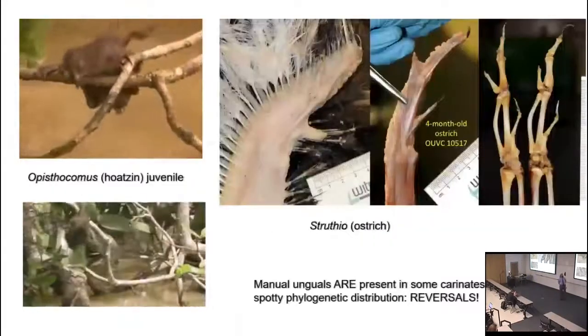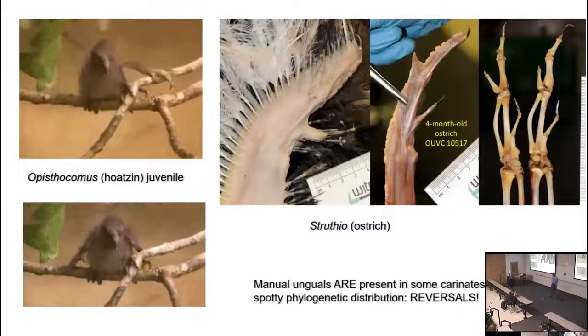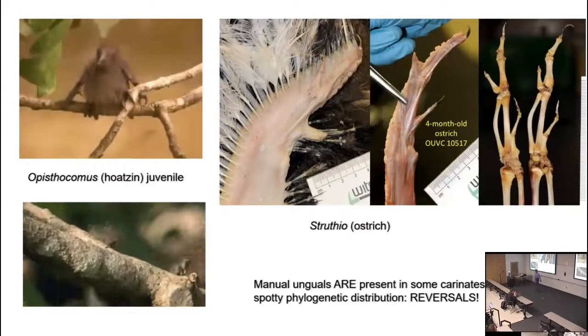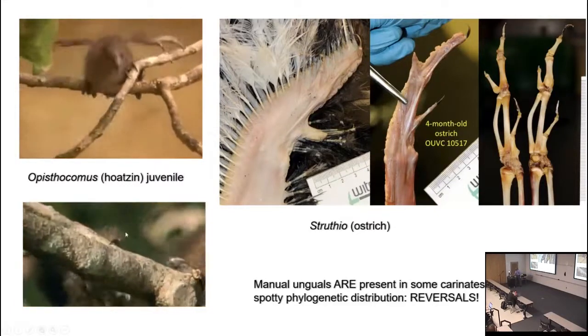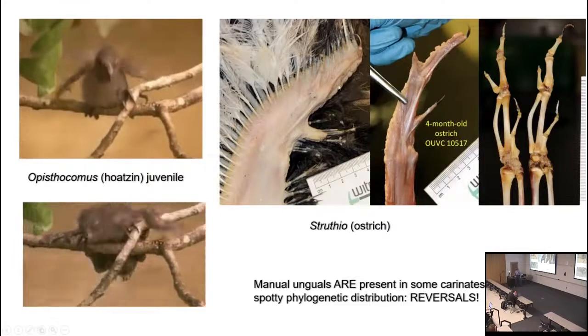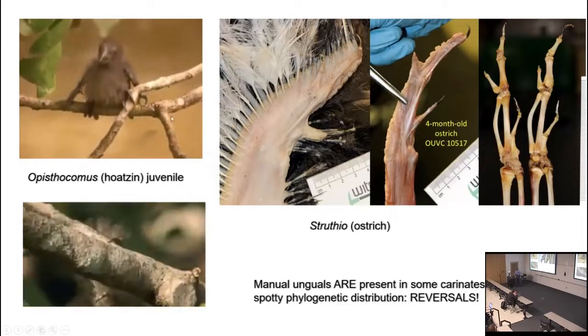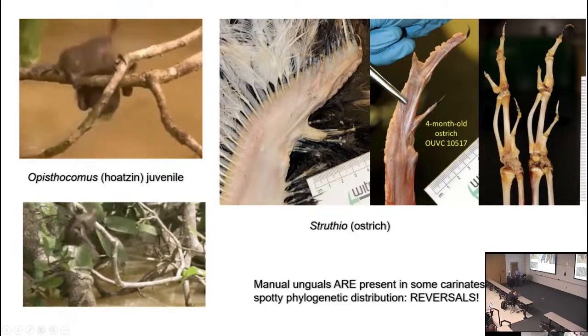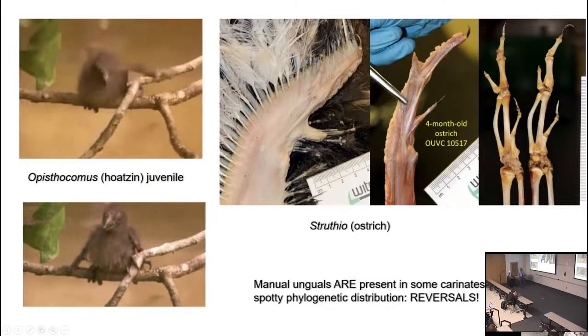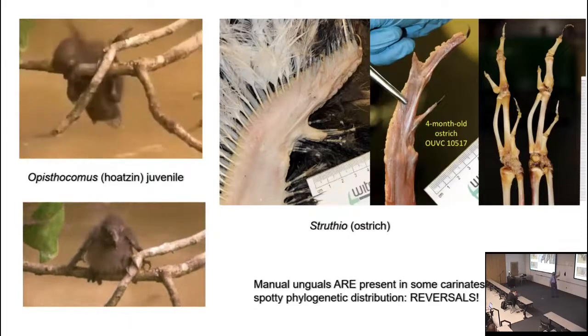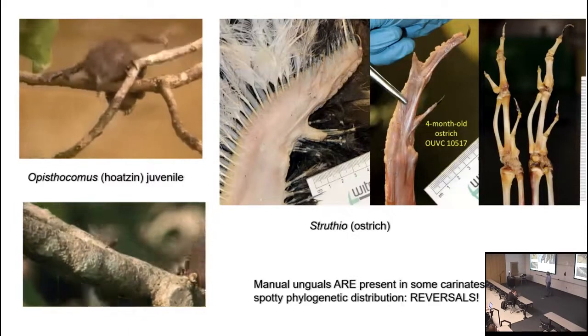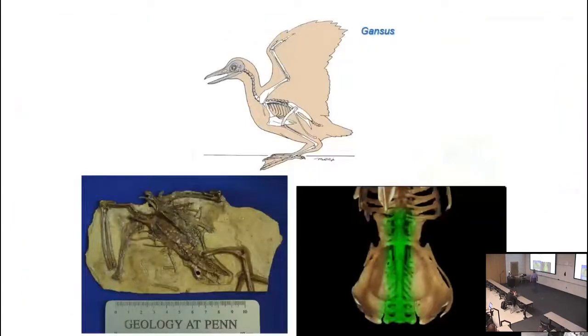And I'm going to show you it in the negative. So these are modern birds. These are members of Aves, and yet they actually have some manual unguals. So Struthio, an ostrich, has got it. Watson has it. These are reversals, probably. Because it's only spottily among modern birds that we see them. So here is a synsacrum in green, and the pelvic elements fused to that.